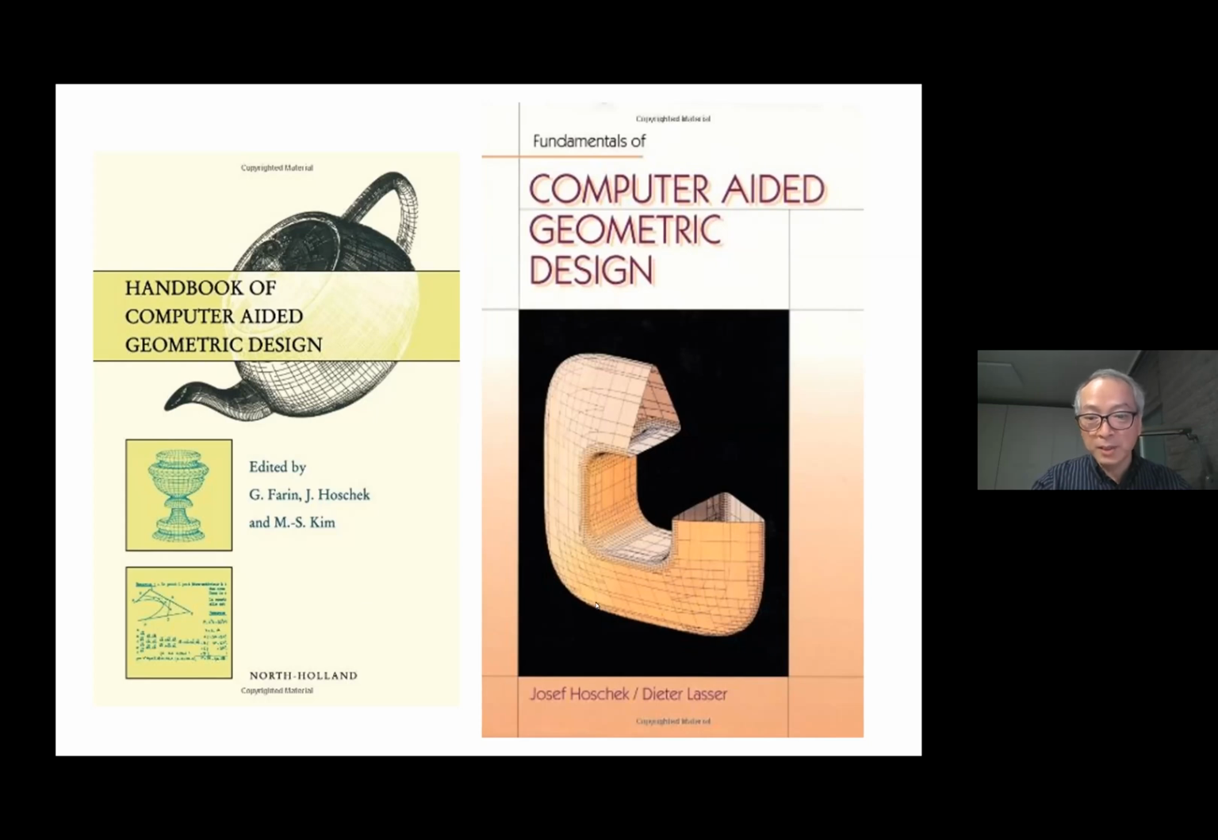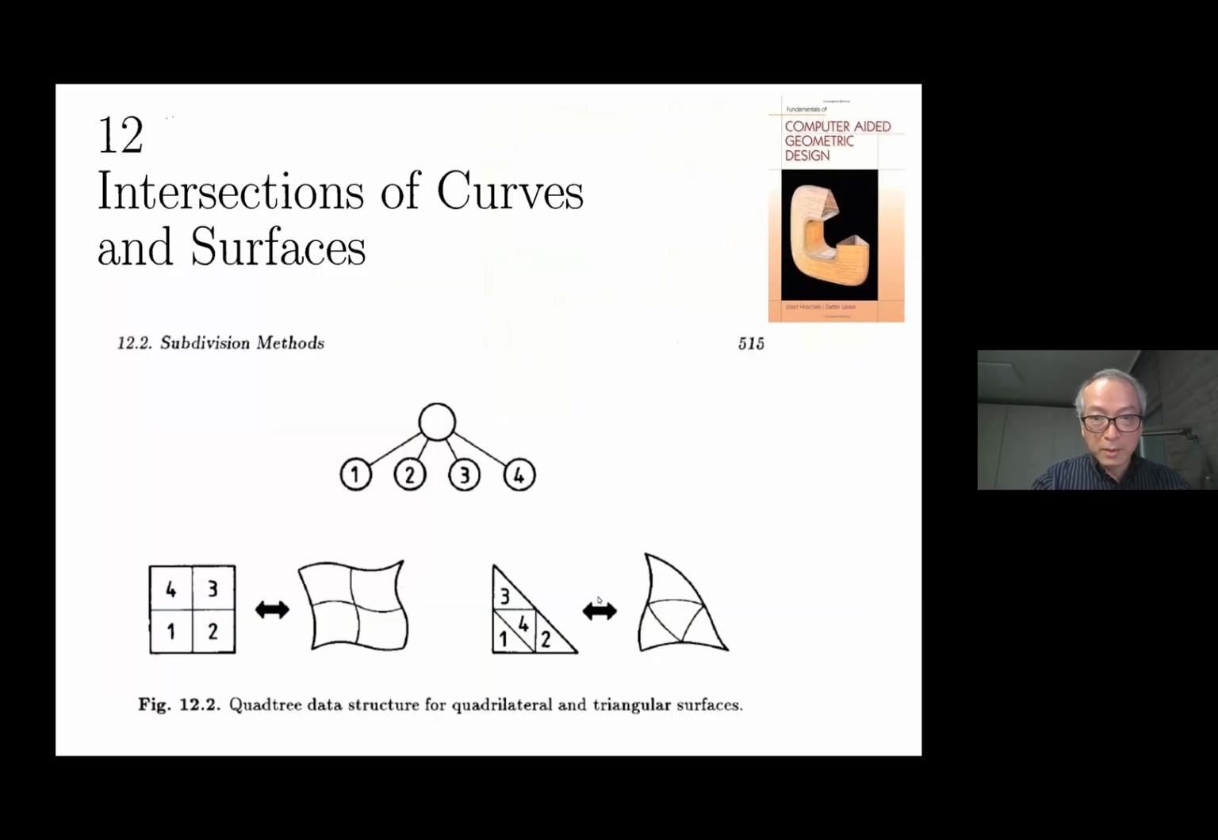The only exception is in Professor Farouki's CAD textbook. In chapter 12 on intersection of curves and surfaces, there is a section on subdivision method. There is a simple quad tree structure. The caption of the video really tells you that it is a quad tree data structure. When you subdivide a rectangular surface patch into smaller pieces, we generate the child nodes like this. When we subdivide the triangular patches, we also generate the 4 child nodes.